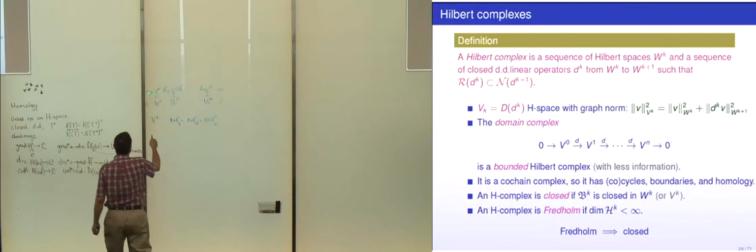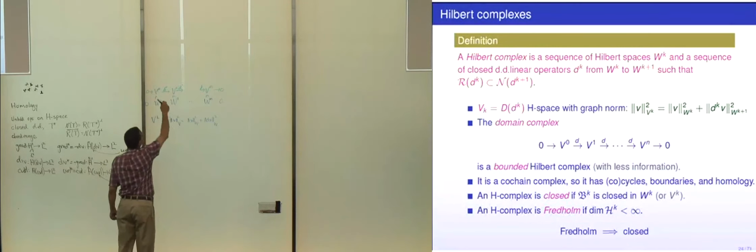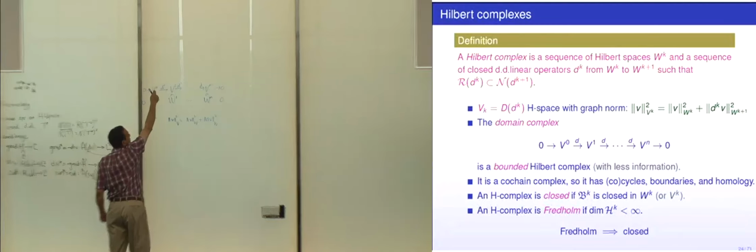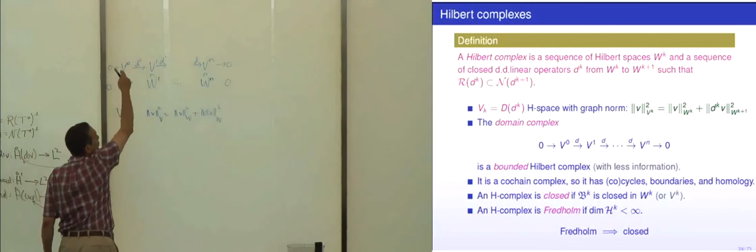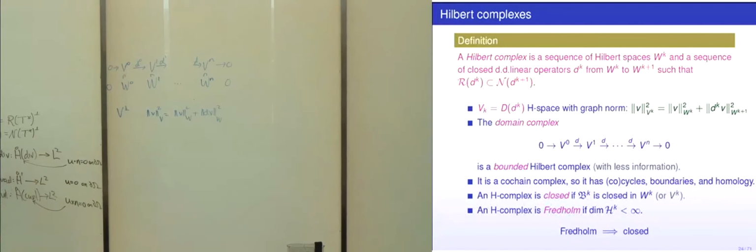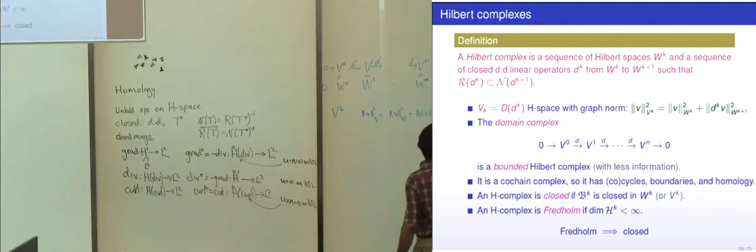The domain spaces themselves, well, you could think of this as a Hilbert complex with bounded operators, with the W being taken to be the same as the V, and the norms being the graph norms. So the top complex also fits under the definition of a Hilbert complex, and we call this the domain complex.